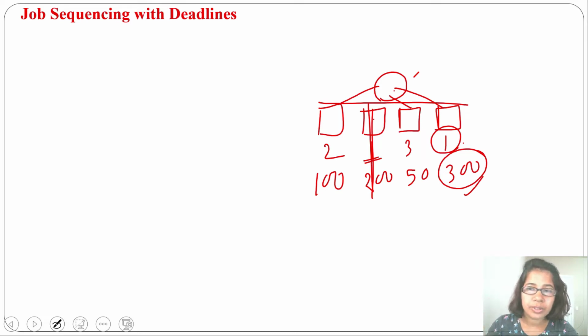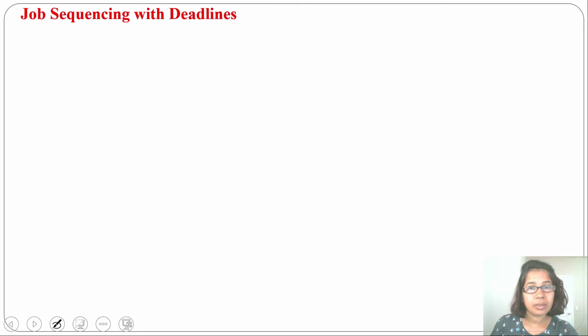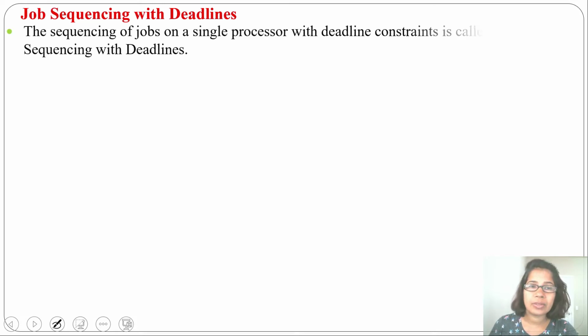Just one person is there and there are multiple jobs, and for every job some profit and deadline is associated, and all come at the same time. It's not a queue, all come at the same time. He needs to pick which job he wants to do first. So the sequence of jobs on a single processor with a deadline constraint is called job sequencing with deadline.